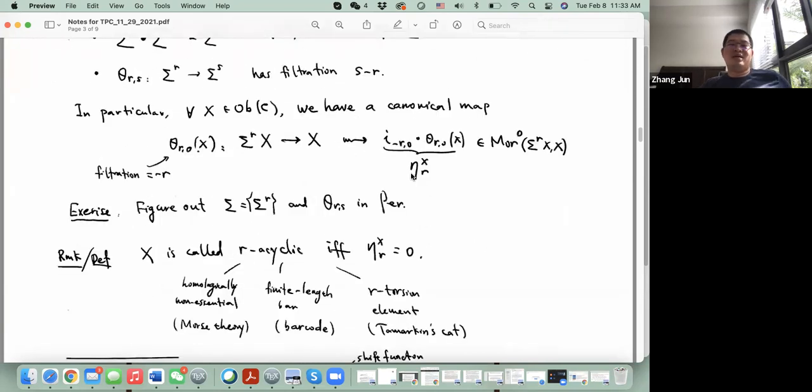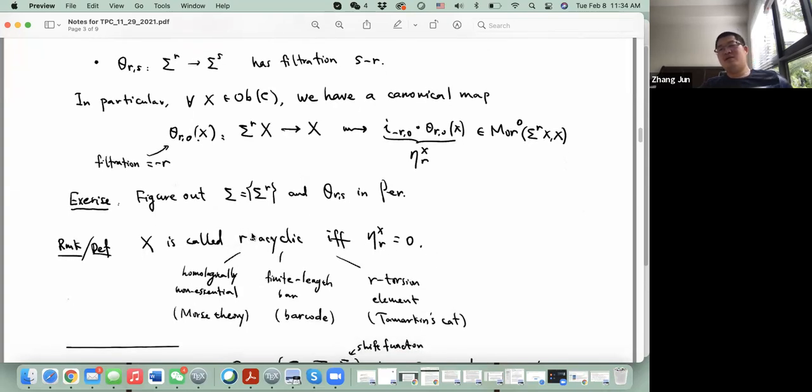Okay, so once I introduce this notation, the map from sigma R x to X, I call this R acyclic if this map is 0. And this can be viewed as some quantitative version of an object being 0 in a classic category. Now, what is it for an object to be 0 in the classic category? The identity map is 0. Right? Here, it's not the identity map. It's almost like an identity map up to a shift sigma R. So we call this R acyclic if this map is 0.